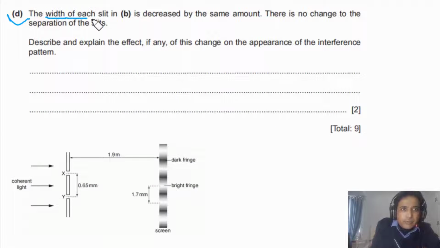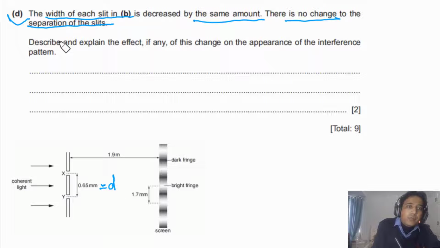Part D says the width of each slit in B is decreased by the same amount. There is no change to the separation of the slits. It means the value of t remains the same. So very important point.